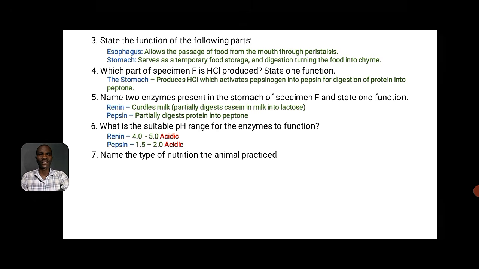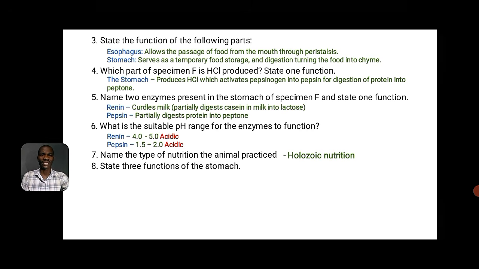Number 7, what is the type of nutrition the animal practiced? Because of the type of digestive tract that we have, it is holozoic nutrition. It is animal nutrition. An animal, according to their type of feeding, can be divided into three. We have the herbivores, we have the carnivores, and we have the omnivores.